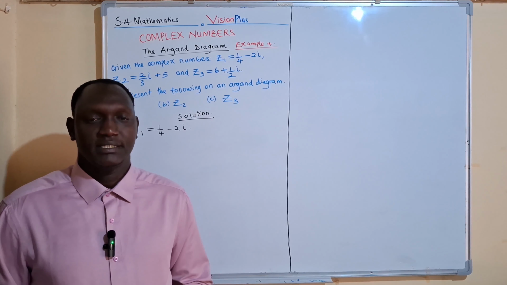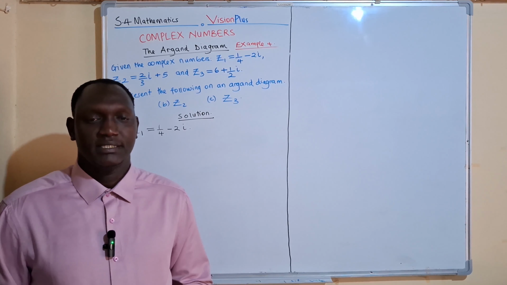The first step that you need to do when you are drawing an Argand diagram is to draw a complex plane, and that carries a mark. The complex plane has two axes, that's the vertical axis and the horizontal axis. The horizontal axis is what we are calling the real axis, and the vertical axis is what we are calling the imaginary axis.